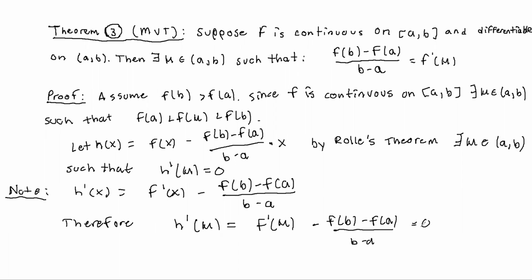So now add the term f of b minus f of a over b minus a to both sides of the equation, and we get f prime of mu equals f of b minus f of a over b minus a, which satisfies our condition that there exists a mu in a to b such that this expression holds. So we're done. So that's theorem 3.